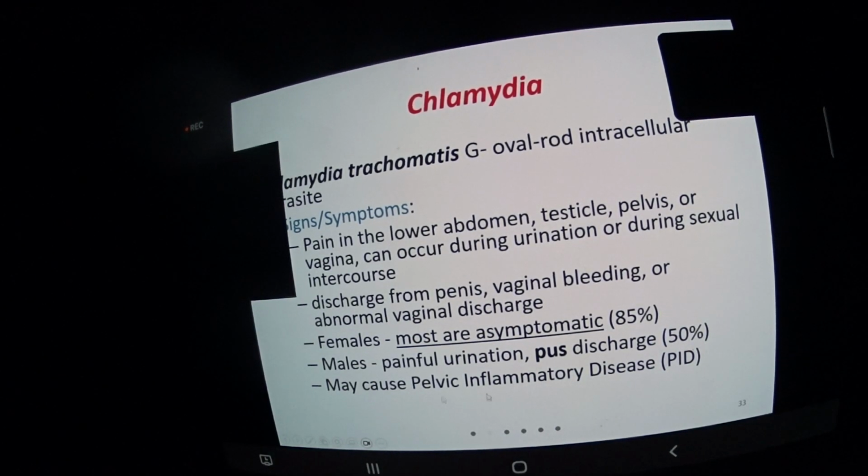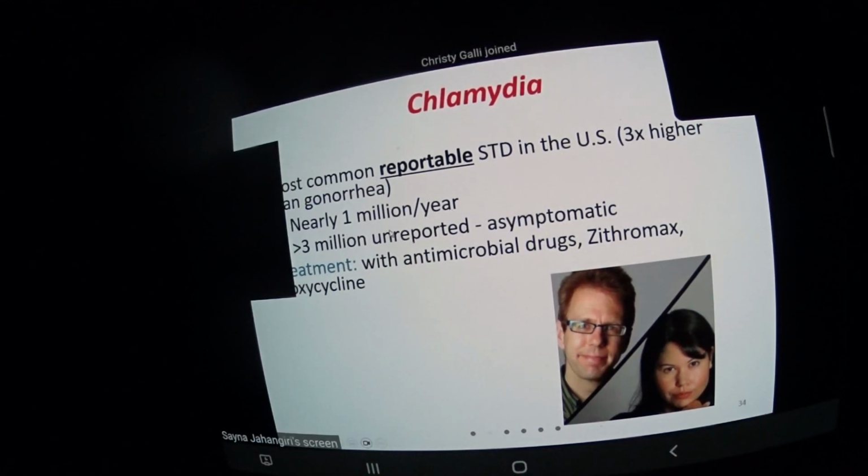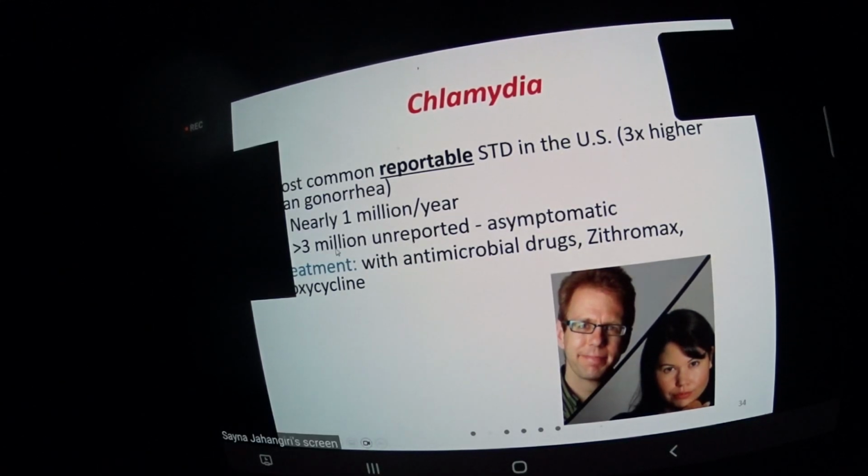It's one of the predominant causes of PID, pelvic inflammatory disease, because women don't know that they have it, and it progresses and the body doesn't take care of it. Nearly 1 million a year is reported. CDC thinks it's more than 3 million per year because they're asymptomatic, they don't know. They think it's 3 times higher than gonorrhea, so it's the most common. Again, it responds to a variety of antibiotics very nicely and goes away.